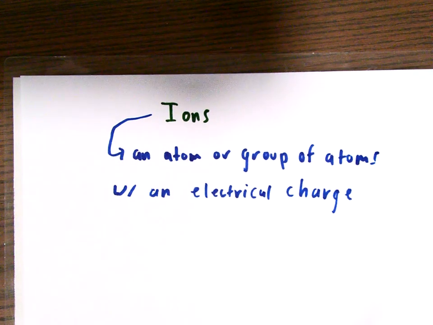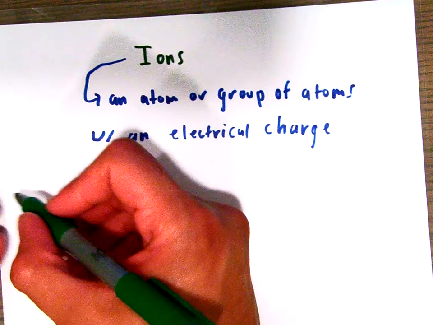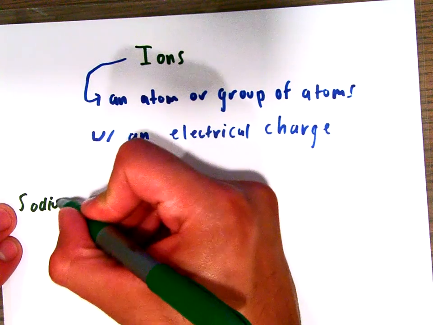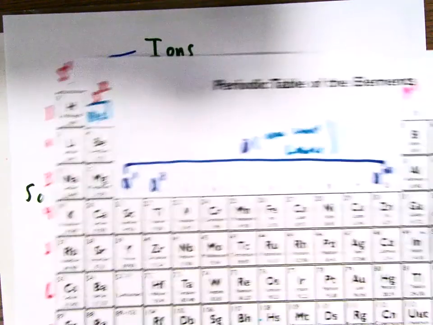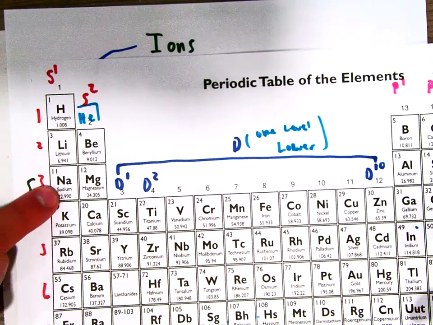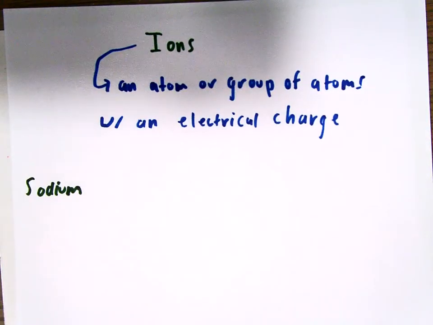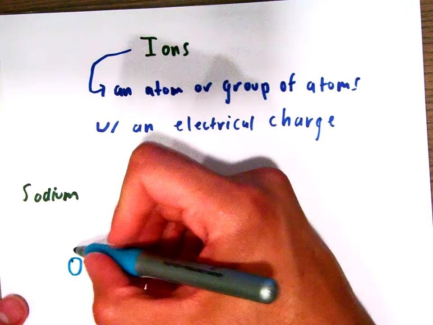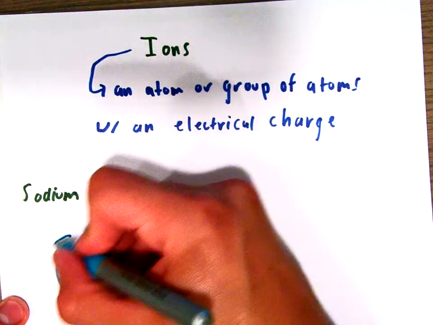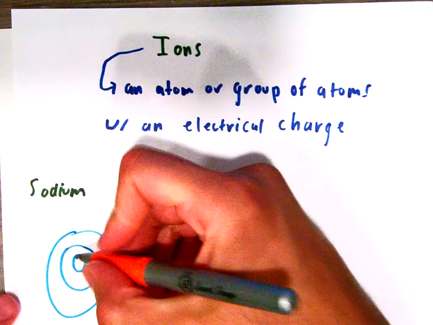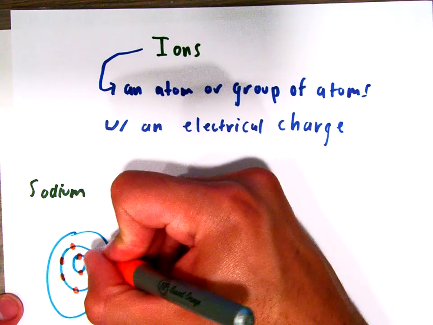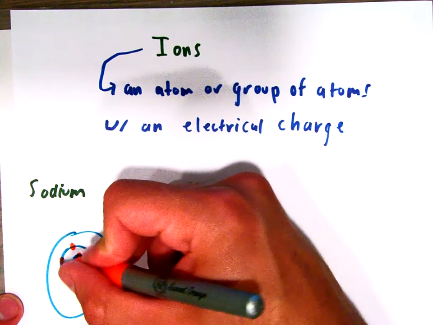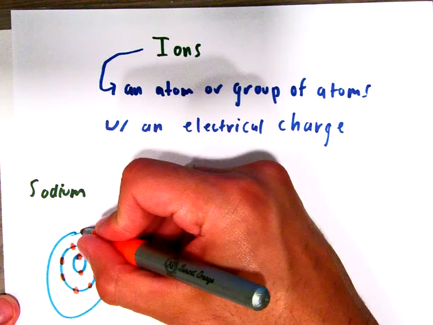Okay, so let's look at an example of that. So let's look at sodium, which has atomic number 11. Okay, so if we look at the periodic table, sodium is here, number 11. So if I draw the Bohr model for sodium, on the inside we have 1, 2, and 3 energy shells, right? We have 2, then 8. So we have a total of 10 here, and then 1 on the outside.